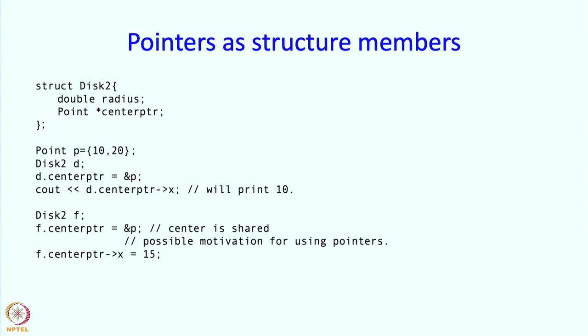And we can do similar things. We can set f dot center ptr arrow x equals 15, and that will set the coordinate for the disk D as well. So this will also print out 15.